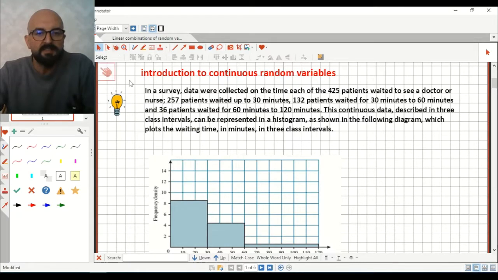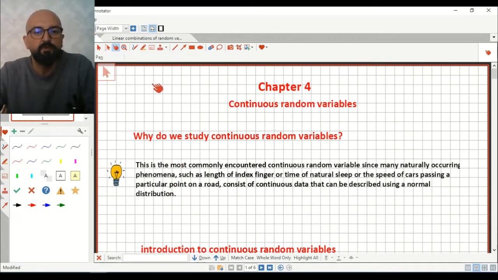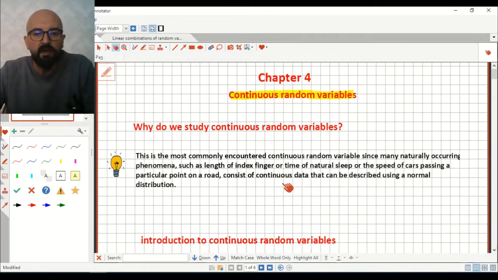Now, in this lesson, we will start the new chapter, chapter 4. Our chapter name is Continuous Random Variables. Okay, now we can start.